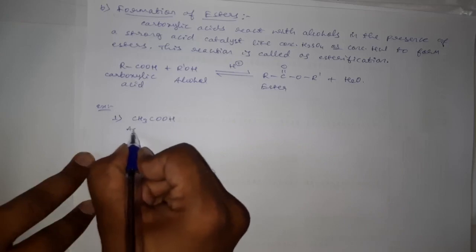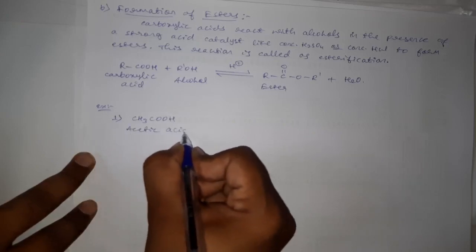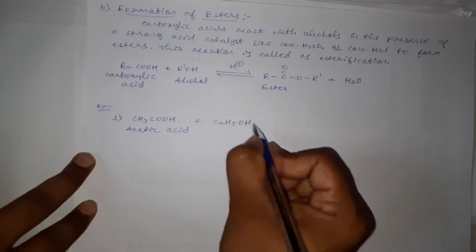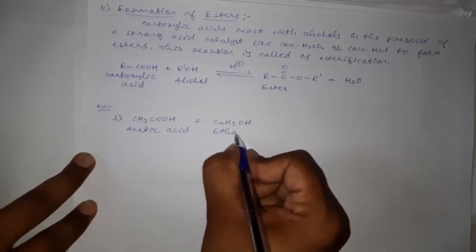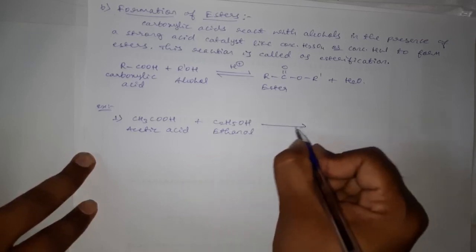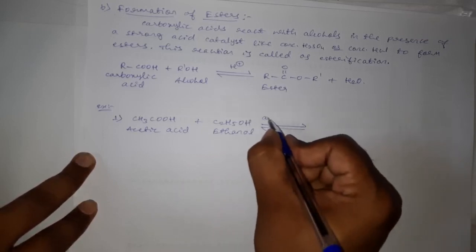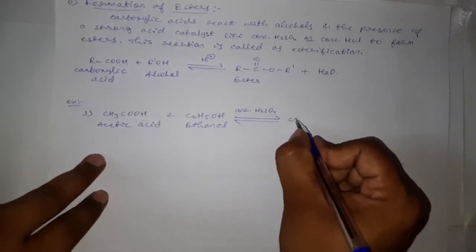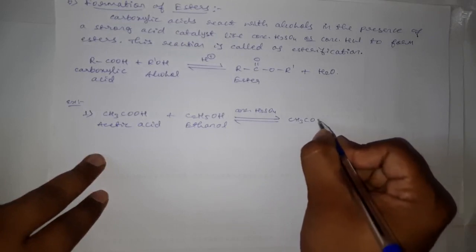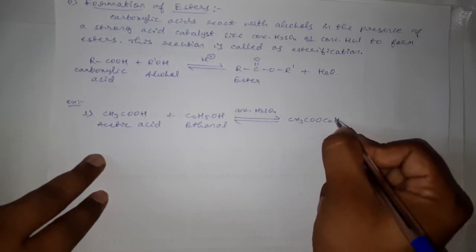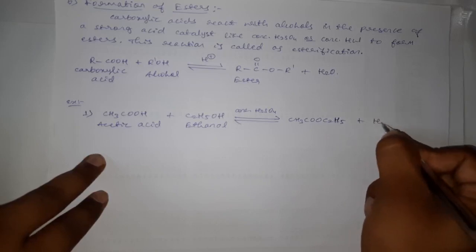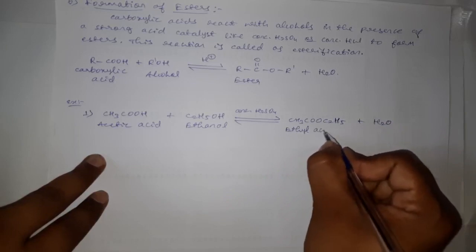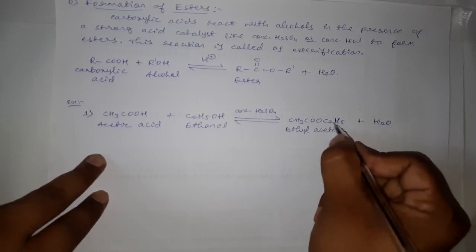And for these types of reactions we can take examples like CH3COOH. It is acetic acid. When it is treated with C2H5OH, that is ethanol, in presence of concentrated H2SO4 as a catalyst, here we will get CH3COOC2H5 plus H2O, and its name is ethyl acetate. Ethyl acetate.